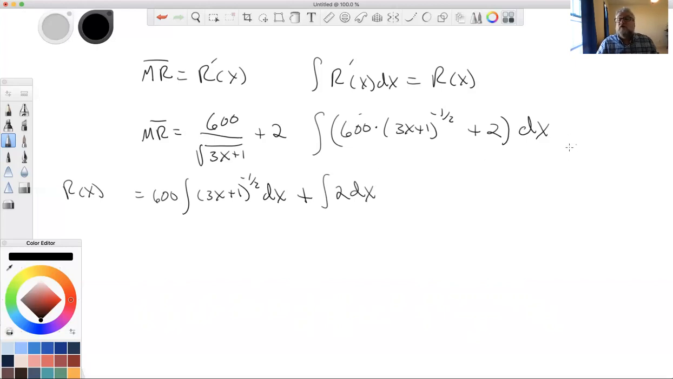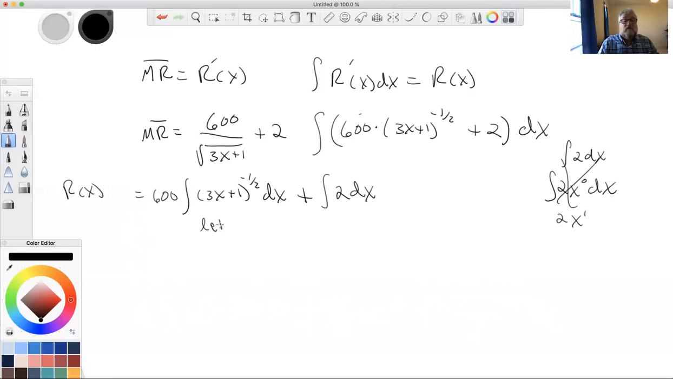And what's the integral of 2 dx going to be? Well, this is 2 times x to the 0. x to the n plus 1 over n plus 1, that's going to give us a 2x, 2x to the first over 1. Okay? So we're going to do that to this one, but let's focus on this one here.